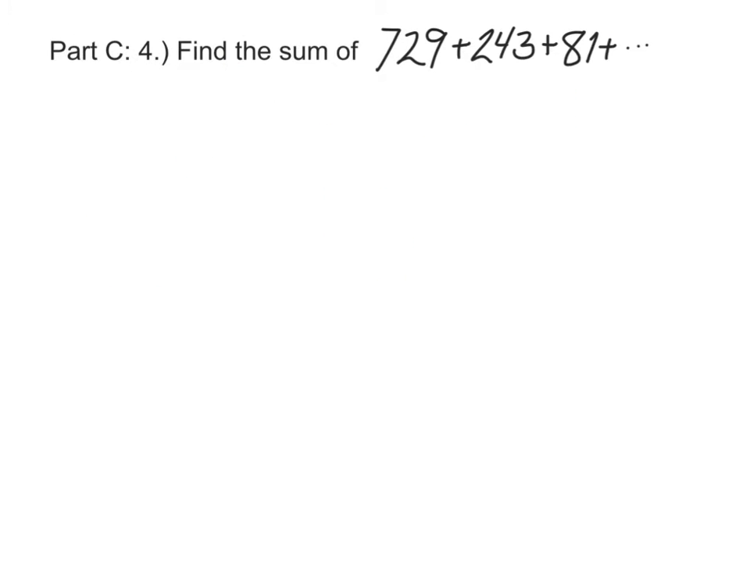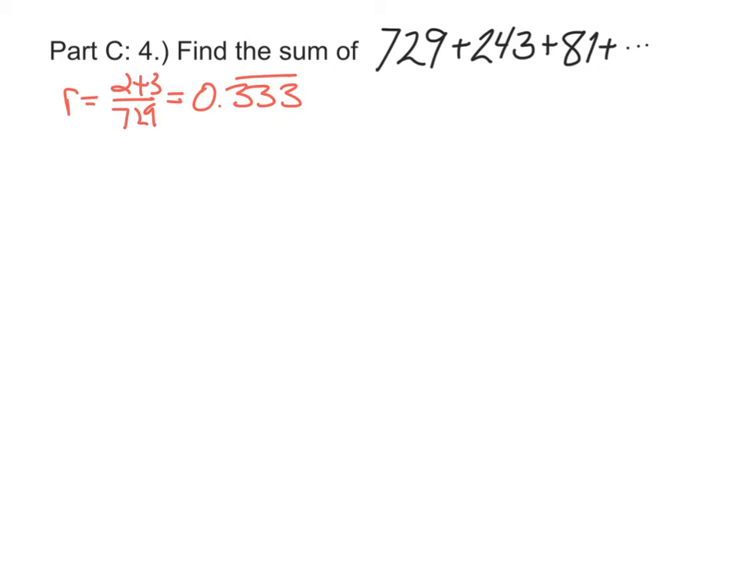Next, let's find the sum of this infinite series. Before we can do that, we have to make sure that it's going to be convergent, which means it has to be geometric, and the common ratio has to be less than 1. So to find out if it's geometric, we have to look at the common ratio. So what do we multiply 729 by to turn it into 243? And we can check that by taking the second term and dividing it by the first. If we plug that in a calculator, we see the 0.333 repeating.